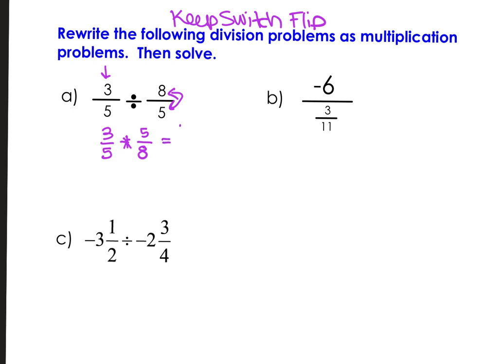So we multiply across the top, which is 15. We multiply across the bottom, which is 40, and then we need to simplify this fraction by looking for common factors. So just by looking at these, I know that they're both divisible by 5. So if I divide both of these, 15 divided by 5 is 3, 40 divided by 5 is 8, and there's my final answer.